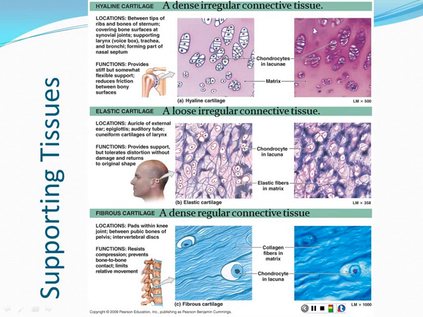Under the microscope, we see this kind of smooth plastic or glass-looking substance surrounding cells that are in these little containers or little spaces that we call lacunae. So we have matrix and we have cells. Elastic cartilage bounces back to its original shape. So, the classic example is the pinna or the part of your ear that sticks out. That's elastic cartilage.